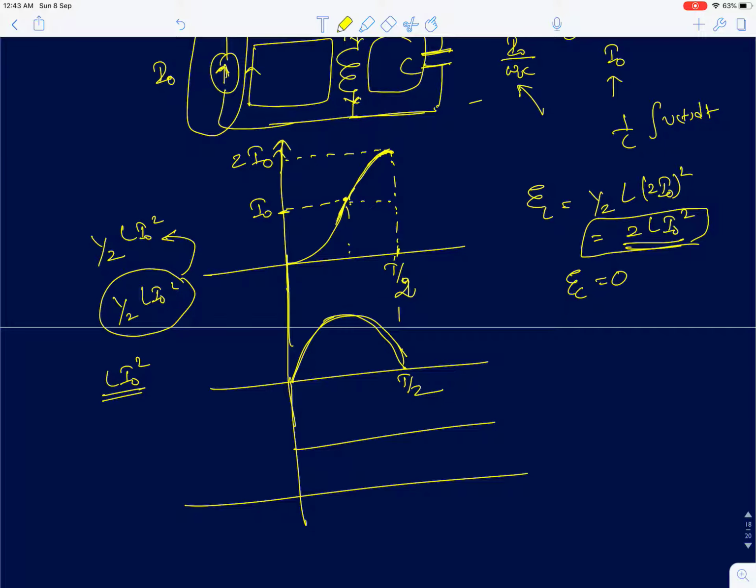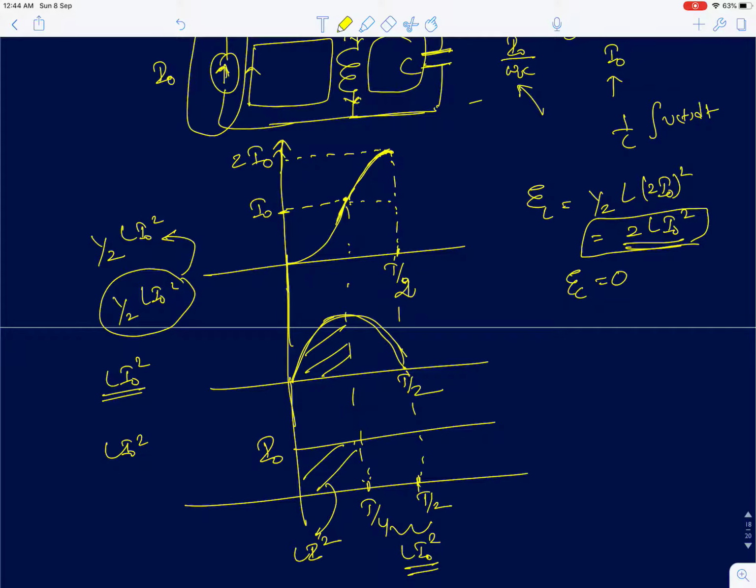Because your current source is always constantly equal to I naught, in this first quarter cycle, until T by 4, the current source delivered an energy of L I naught squared. And similarly, from T by 4 to T by 2, it will again deliver an energy of L I naught squared to the LC tank. So the remaining L I naught squared actually comes from the current source.